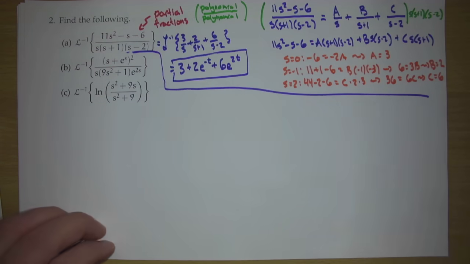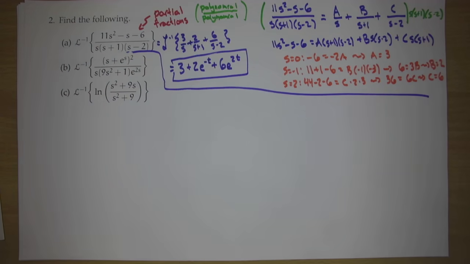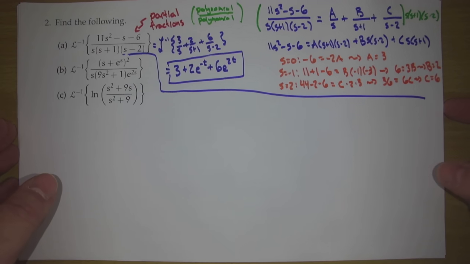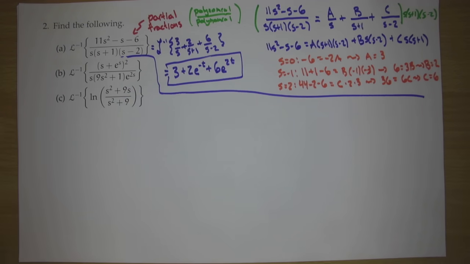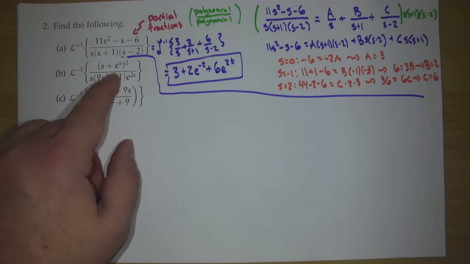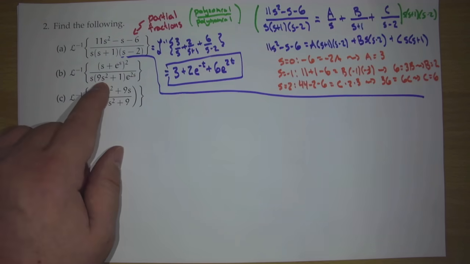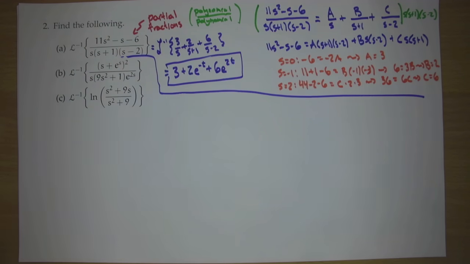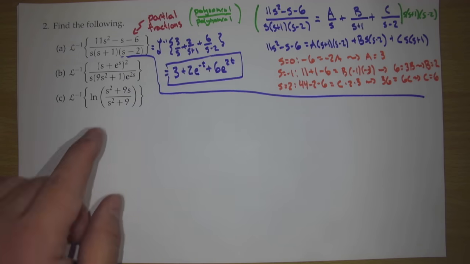Notice how most of the work is partial fractions. And the actual inverse Laplace, that's not too bad. The table part's not bad. Okay, part B. (s plus e to the s) quantity squared over s times (9s squared plus 1) e to the 2s. Well, what should we do? Can we do partial fractions?